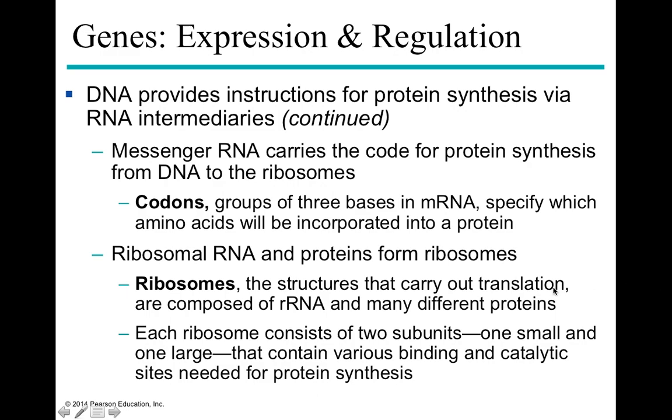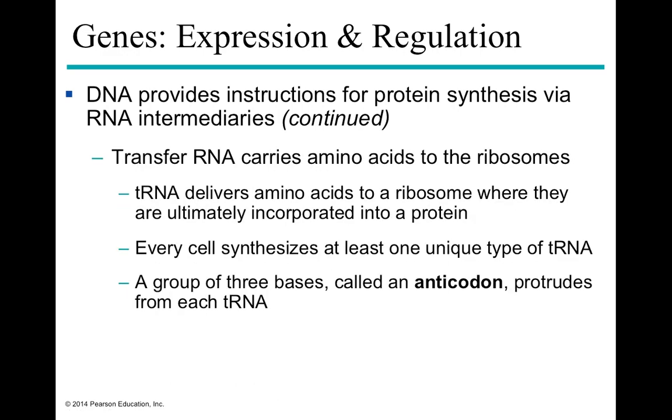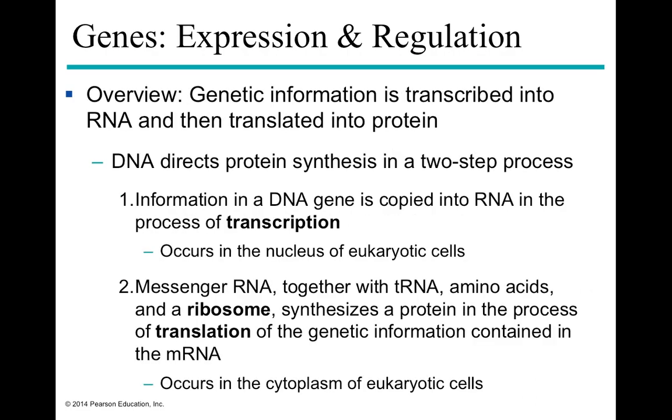Again, the ribosomes have 2 subunits, one large and one small. The large has the binding and catalytic sites needed for protein synthesis. Transfer RNA is responsible for bringing the amino acids over to the ribosomes. Again, each tRNA has a specific anticodon region, and that's going to bring one unique amino acid. So tRNA carries one amino acid at a time. It always carries the same amino acid, but there's a lot of different types of tRNA with different anticodons that are going to perhaps bind to the codon sequence and bring in a different amino acid.